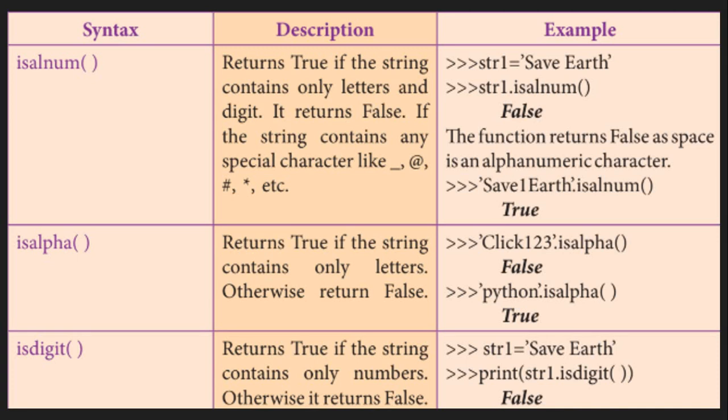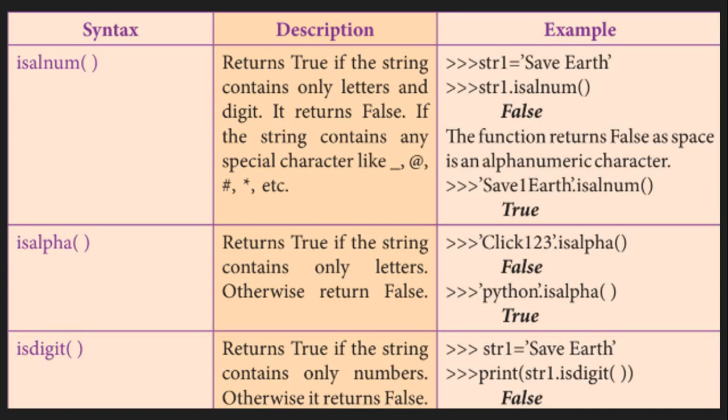If you look at that example there, str1 is save earth. str1 dot is alphanumeric returns false, as space is not an alphanumeric character. So if the string contains any special character, it will return false. That special character there is a space, so it returns false. The next example says save one earth.